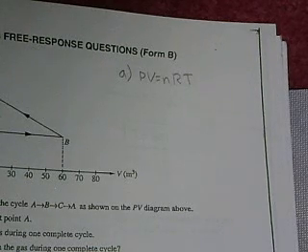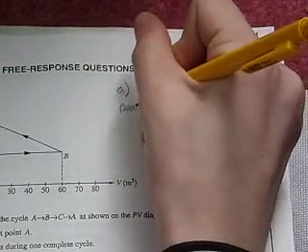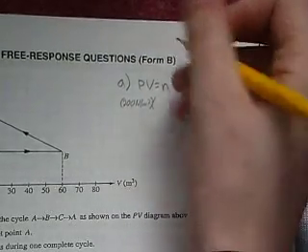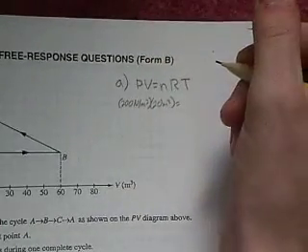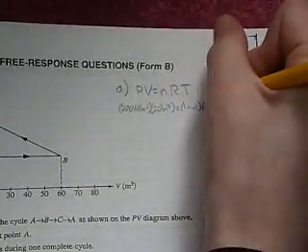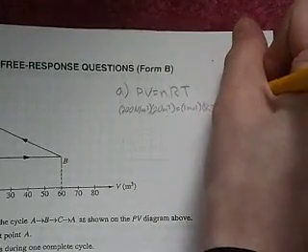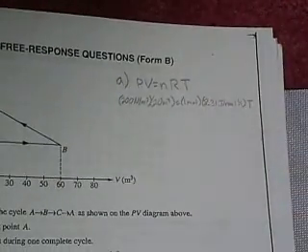So we're going to do pressure, and since we're looking at point A, pressure is going to be 200 newtons per meter squared times the volume at point A, which is going to be 20 meters cubed. And that's equal to n, which is the number of moles, which is just 1, times R, which is our constant of 8.31 joules per mole Kelvin, and then T is what we are looking for.